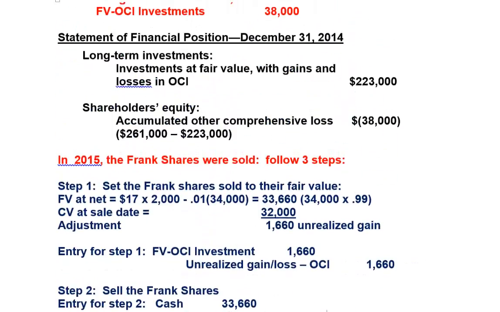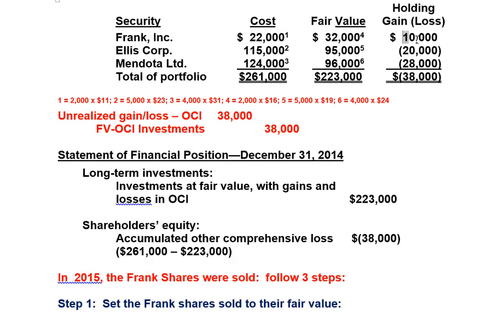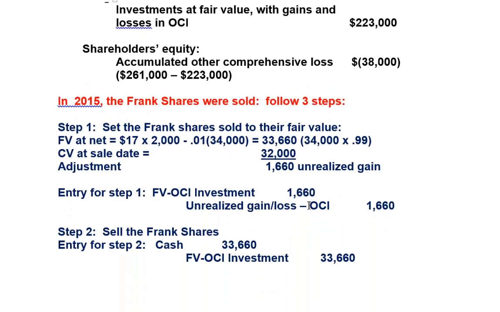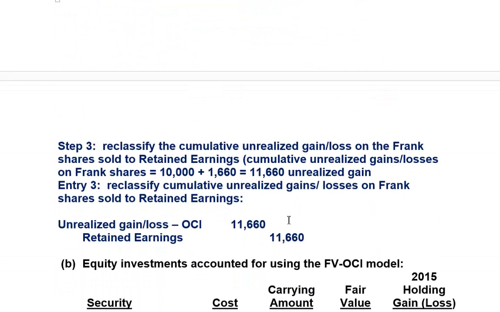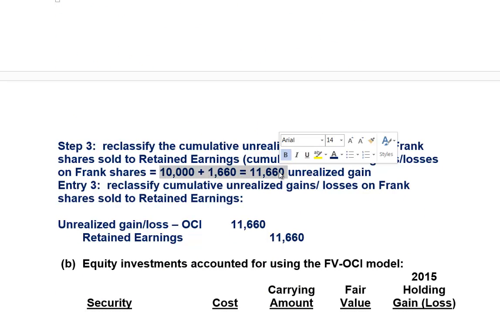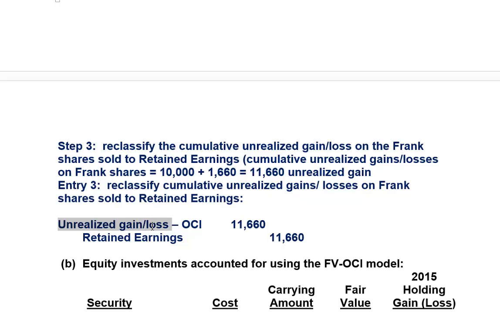Well, don't forget, you said at the end of the first year, you had a holding or unrealized gain of $10,000 for those shares. You also booked into OCI in step 1, $1,660 on those shares. So in total, you have a cumulative unrealized gain of $11,660. So we're going to remove that unrealized gain or loss credit to OCI. To remove it or to zero it out, we debit it. That sets it to 0, and we reclassify it into retained earnings.